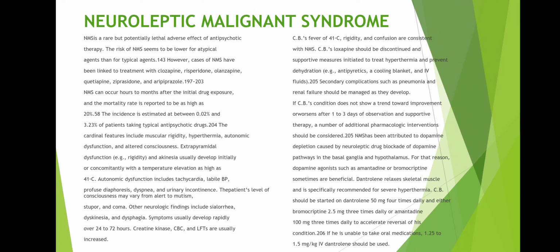The cardinal features include muscular rigidity, hyperthermia, autonomic dysfunction, altered consciousness, extrapyramidal dysfunction, and akinesia, which usually develop initially or concomitantly with the temperature elevation, as high as 41 degrees centigrade. Autonomic dysfunction includes tachycardia, labile BP, profuse diaphoresis, dyspnea, and urinary incontinence.